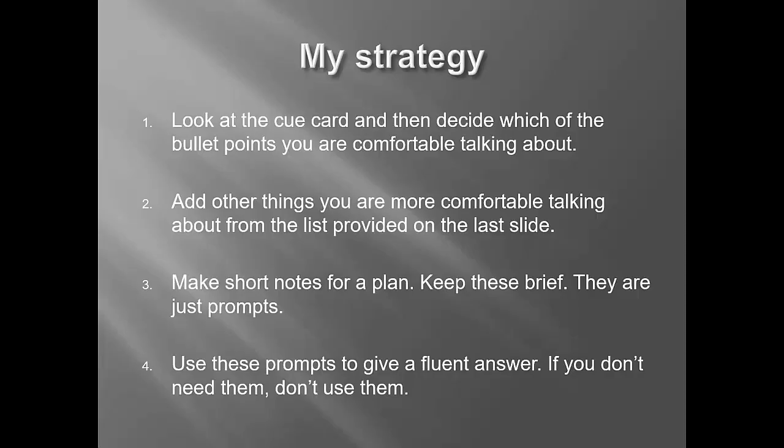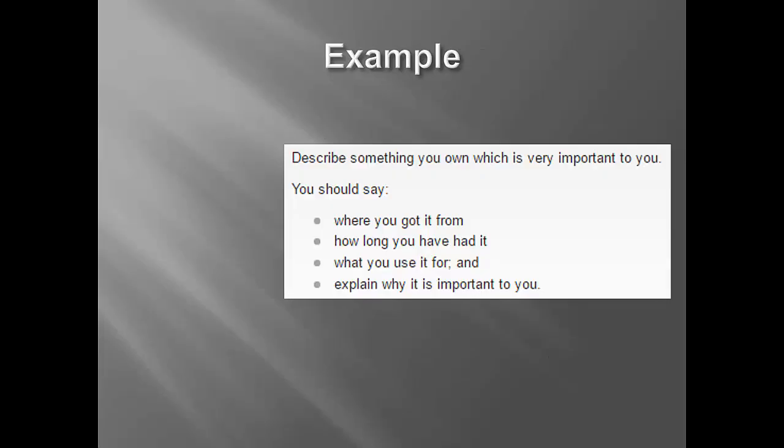And what we're going to do is look at this strategy in action. So an example. Say I get this cue card, okay, and I look at this: describe something you own which is very important to you. And I look at the bullet points and I'm not sure about any of them. Say I only really want to say this one, and I don't feel comfortable talking about the others.